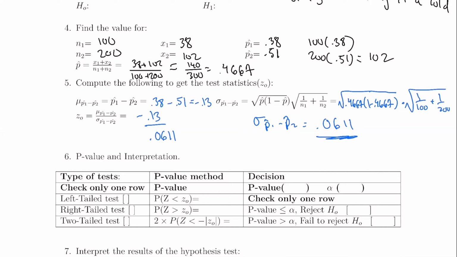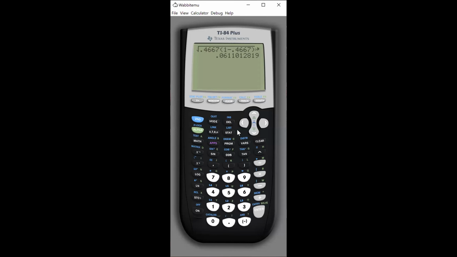Let's see what we get with the calculator. We go to stats, we go to tests, we do 2-PropZTest. x1 is 38, n1 is 100, x2 is 102, n2 is 200.